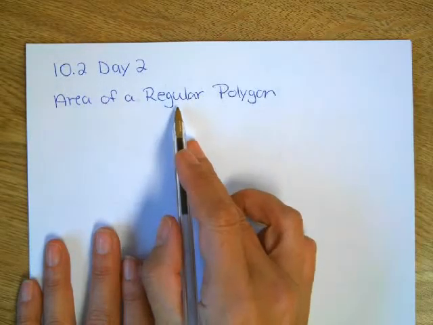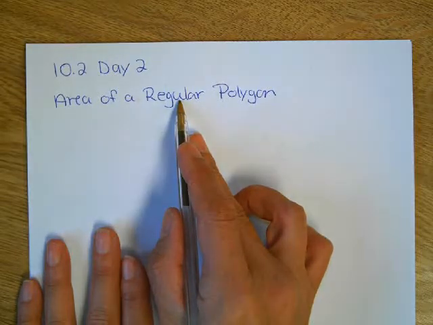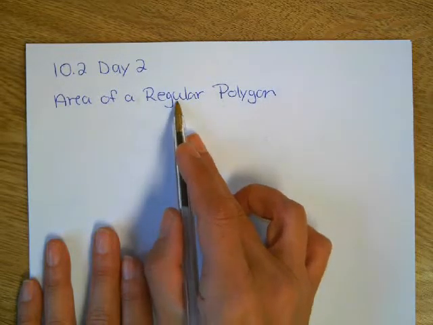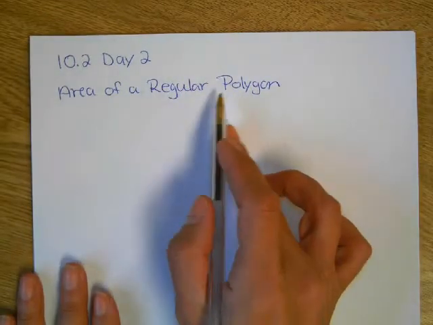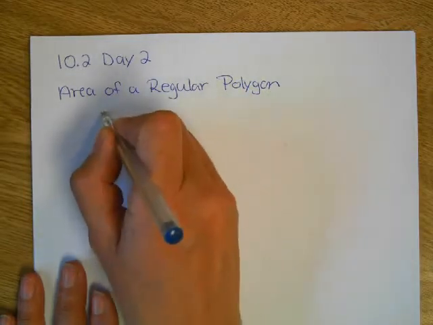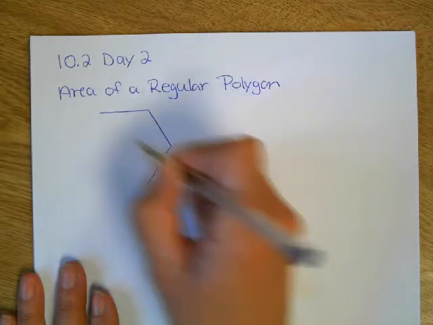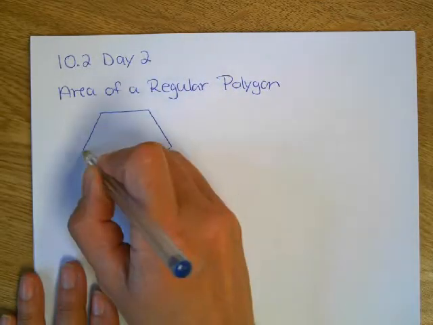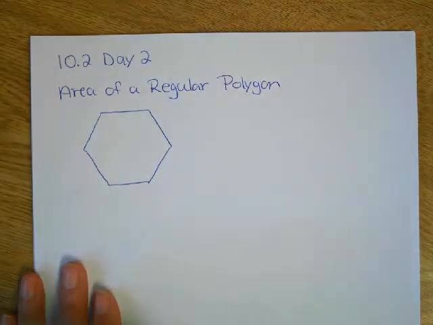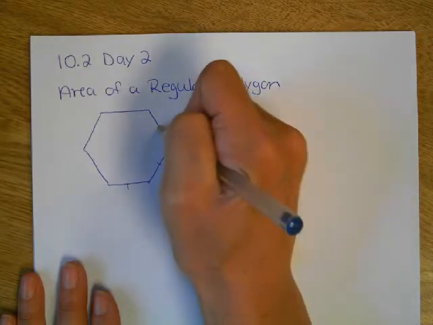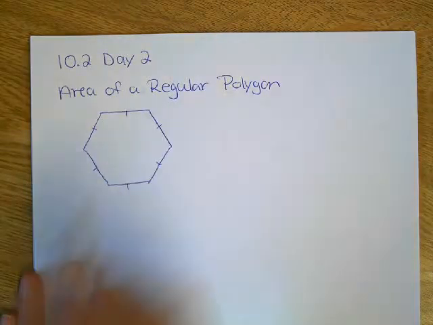So if you remember back a chapter or two ago, a regular polygon was equilateral, all sides were congruent, and equiangular, all the interior angles were congruent. So for this, I like to just use a hexagon, but this will work for any regular polygon. So start with a decent looking regular hexagon. Okay, decent looking. So regular, all of these sides are the same. And then all of the interior angles are congruent.